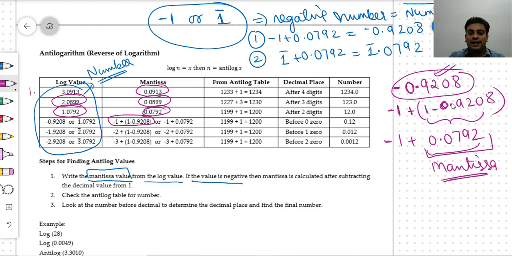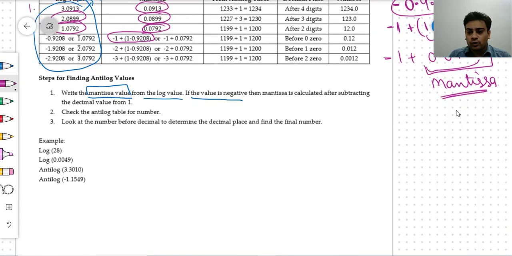Whenever your log value is negative 0.9208, you should immediately subtract the after-decimal value from 1, and then you will get the mantissa value. Now if you look at the next example, which is negative 1.9208, again we know that it is negative. Since my log value is negative 1.9208, we know that my characteristic is -2.